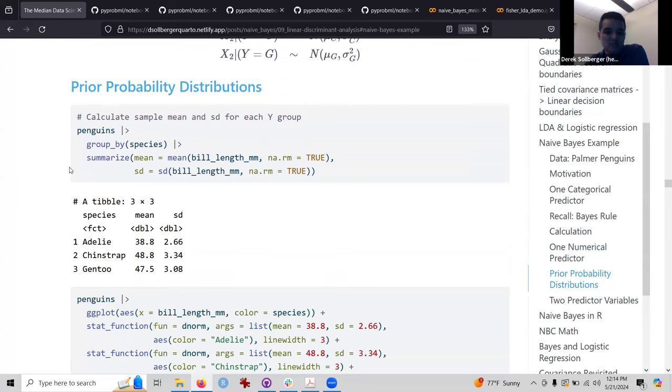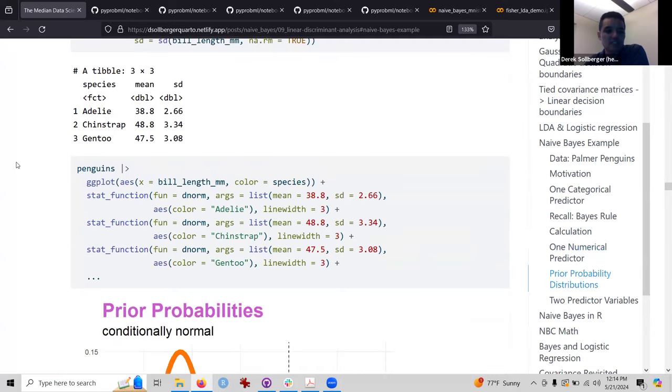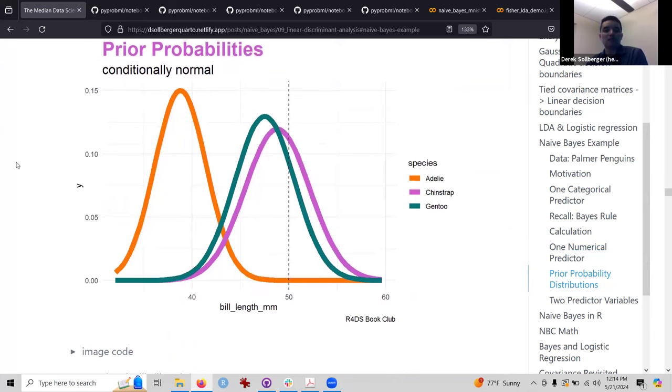The density plots, et cetera, were found using the sample statistics from the three species, and underlying what the naive Bayes classification will do now with the normal distributions is this image here. Once again, the vertical dashed line is our observation of a 50 millimeter bill length, and we are asking which one of those species is the most likely, which one of them has the highest probability.